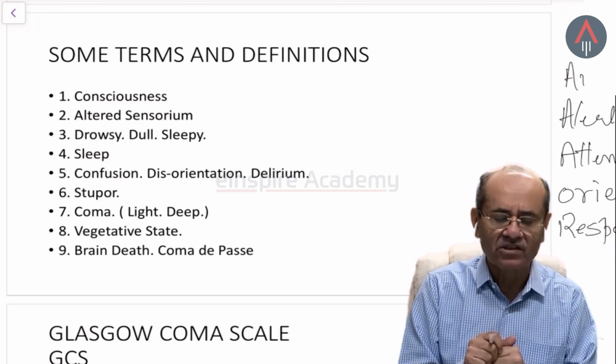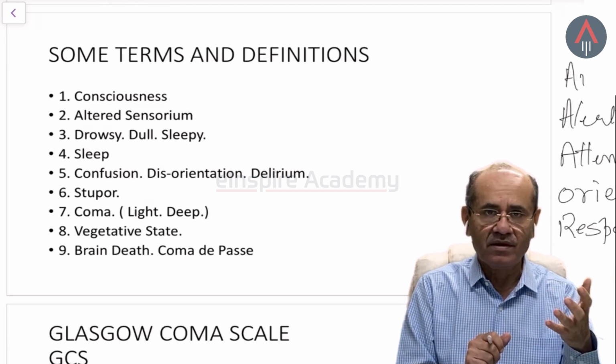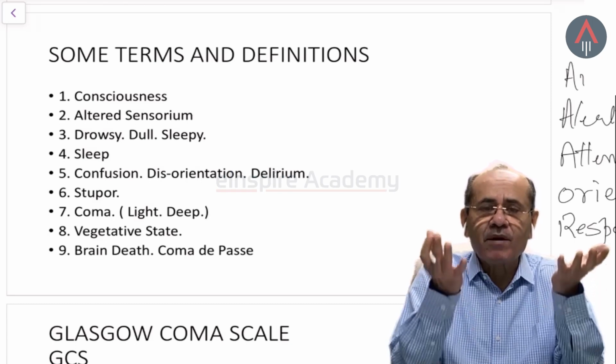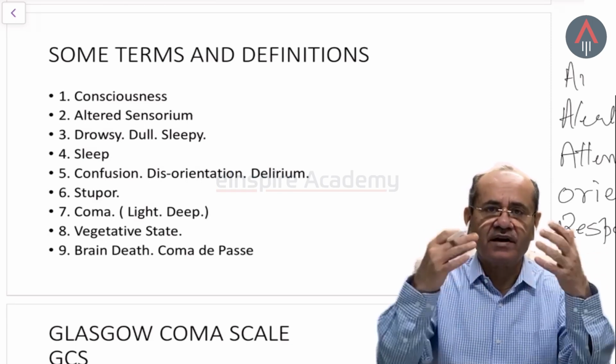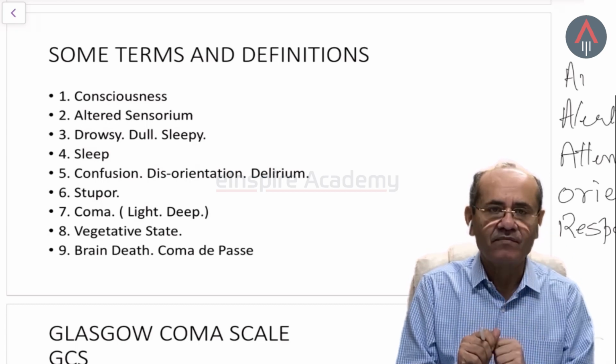In altered sensorium, we can have a person who is drowsy and dull, or who is sleepy, and you have to wake him up again and again and make him oriented again and again. So that's a dull, drowsy and sleepy person, which is not normal.